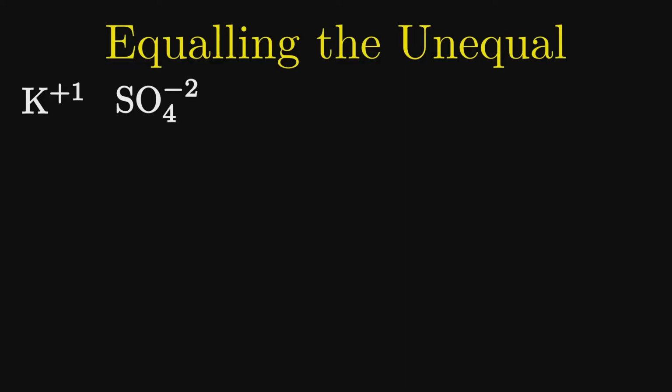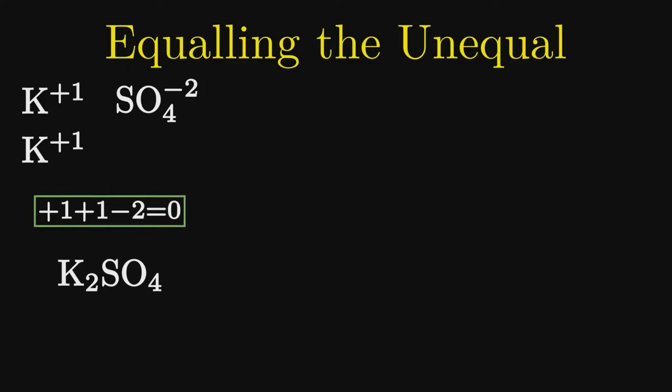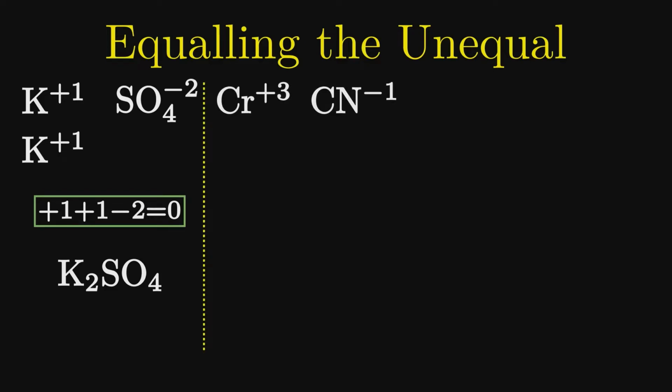Well, it depends. In the case of potassium and sulfate, the charge with one ion each is -1. Add another potassium, the charge becomes 0. This means the formula contains 2 potassium and 1 sulfate, which looks like this, and that's the easy case. With chromium and cyanide, we run into a not-so-obvious problem.